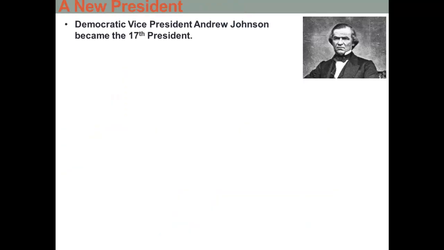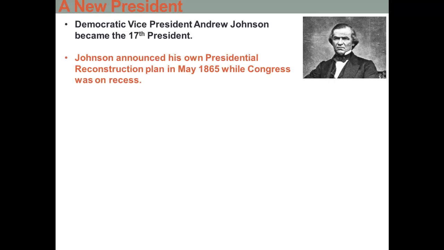Lincoln's Democratic Vice President, Andrew Johnson, became the new President of the United States. Andrew Johnson quickly announced his presidential Reconstruction plan in May of 1865. Knowing he would face opposition by the Republican-controlled Congress, he waited until Congress left for recess before announcing his plan.